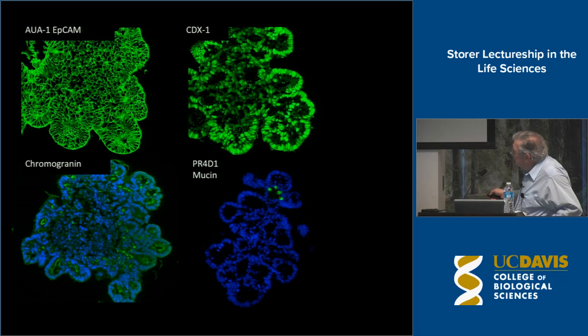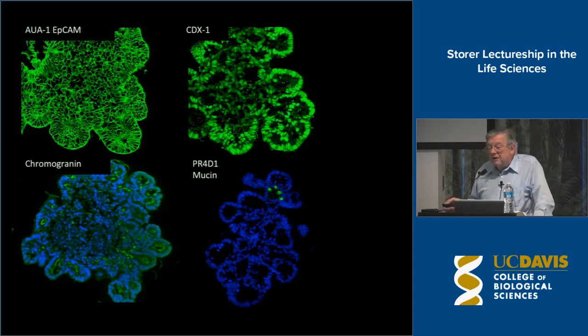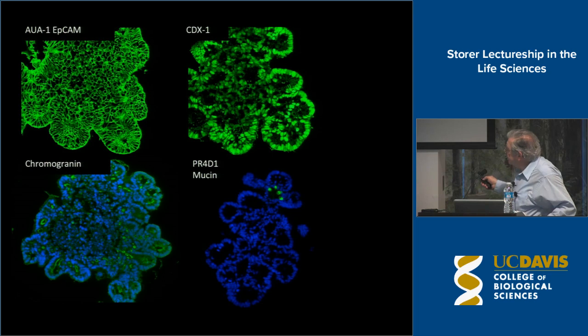You can stain for chromogranin, which is a product of the endocrine cells, and that's made in the same colony. And you can stain for the presence of mucin, and that's made in the same colony. So this one colony from a single cell line can make each of the three differentiated types of cells.